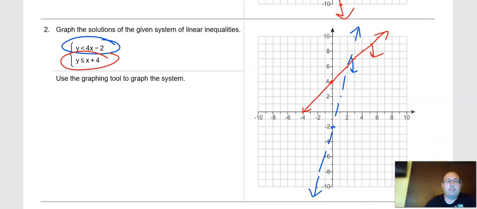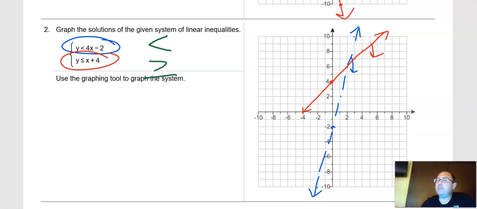Hopefully I speed this up. So now that you understand the dotted line, solid line, I graphed these. The top one, the blue one, is the dotted version. You can see I did a dashed line instead of a solid line. I know that it shades below because it's less than, right? The other one is greater than or equal to, so it shades above.